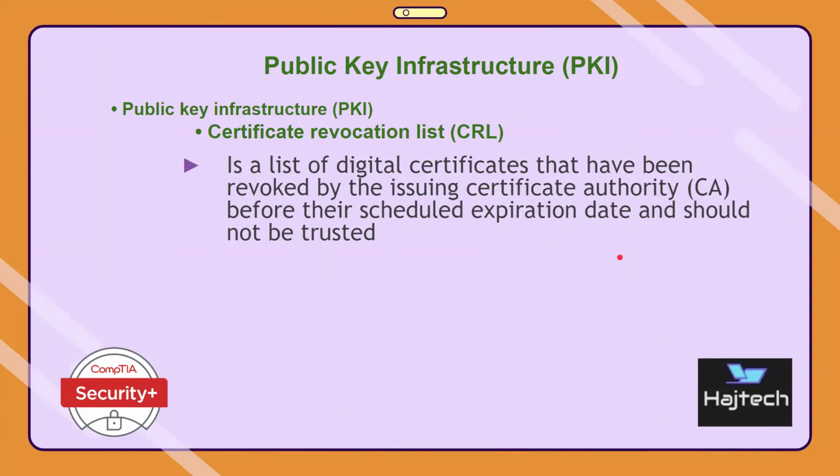What is a certificate revoke list? A certificate revoke list is a list of the digital certificates that have been revoked by the issuing certificate authority before their scheduled expiry date. They should not be trusted. Any certificate that has been revoked is not trusted.